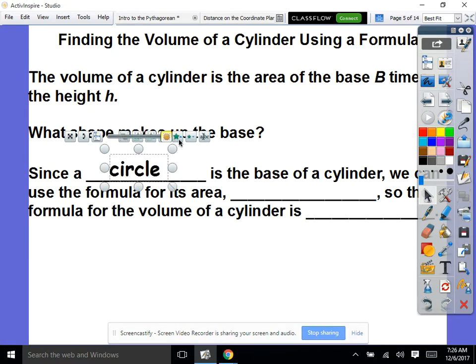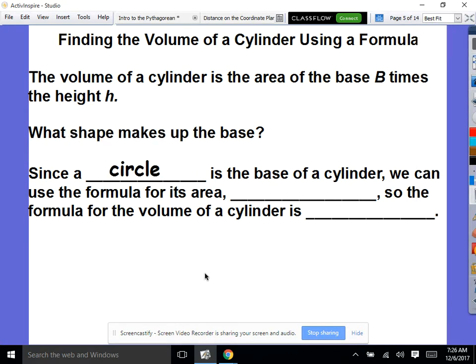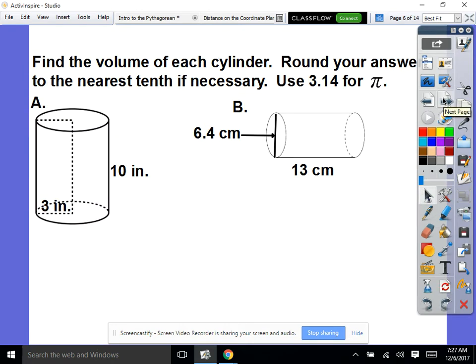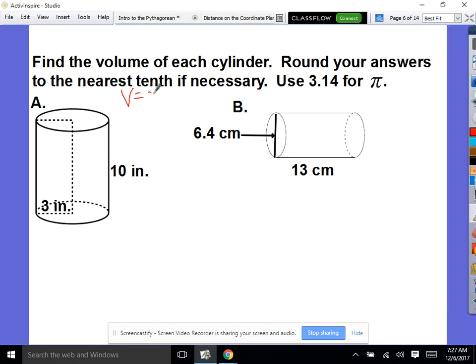So since a circle is the base of a cylinder, we can use the formula for the area of a circle, pi times r squared, to find the formula for the volume of a cylinder, which is the area of the base times the height. So the volume of a cylinder is pi times r squared times h. Let's write that so we can use that. Volume equals pi times r squared times h.